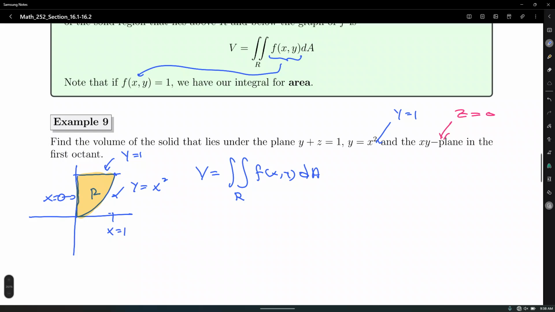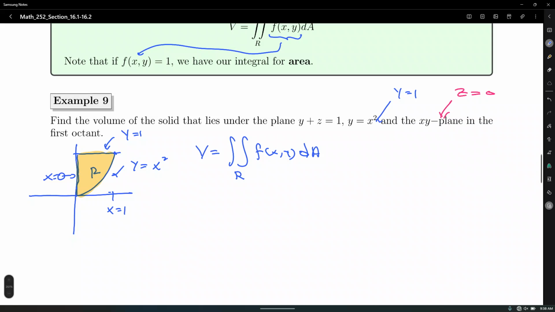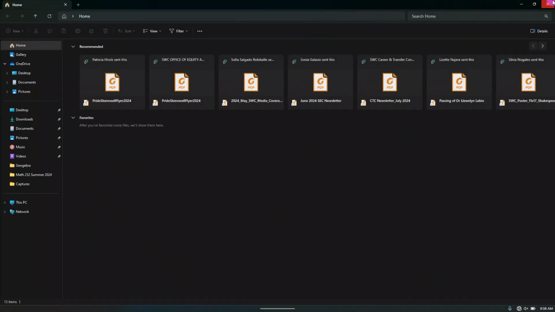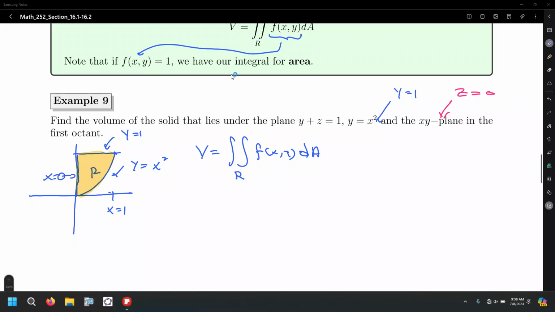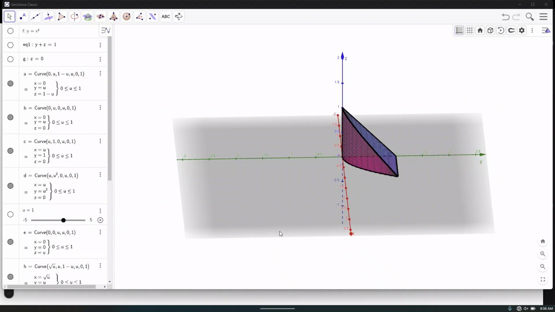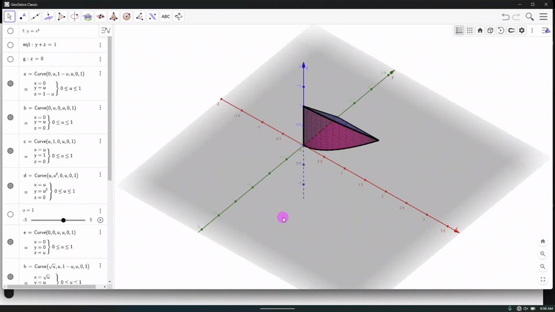So number one, find the volume. I believe I have a GeoGebra project for this. I'll open it up in a second. Let's see. Not this one. Okay, so using GeoGebra, let me show you the solid.